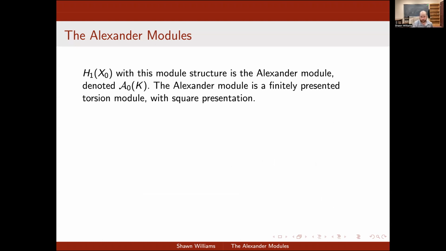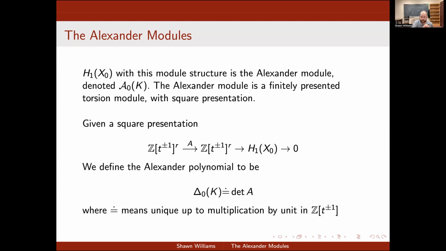It is a torsion module, meaning that for every element, there's a non-zero polynomial that will annihilate that element. And it has a square presentation. Given a square presentation, we can define the Alexander polynomial just to be the determinant of this presentation matrix. A couple things to say about this: this determinant for a knot will never be zero. We can define similar things for links, in which case, for a lot of links, you will end up getting zero. But for knots, this will never be zero. The simplest you can get is 1 or a unit in the ring.